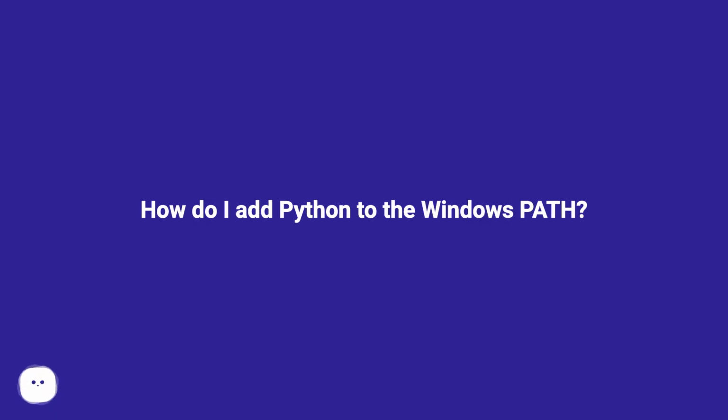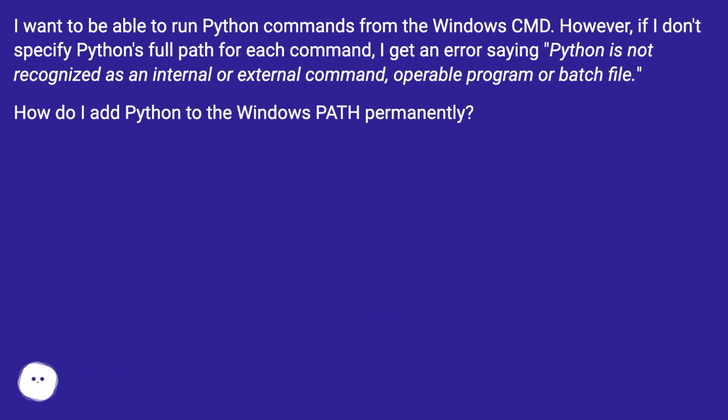How do I add Python to the Windows path? I want to be able to run Python commands from the Windows CMD. However, if I don't specify Python's full path for each command, I get an error saying Python is not recognized as an internal or external command, operable program, or batch file. How do I add Python to the Windows path permanently?